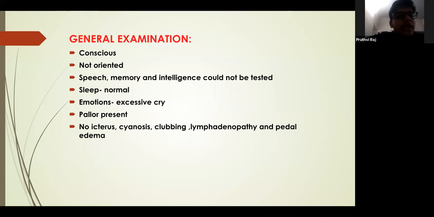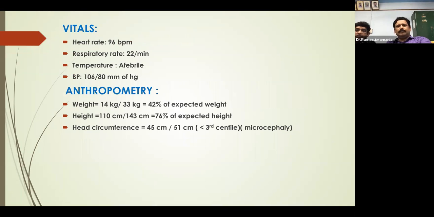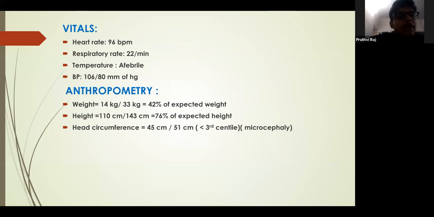General examination. The child is conscious, not oriented. Speech, memory, intelligence could not be tested. Sleep normal. Emotions, excessive cry. Pallor present. No icterus, cyanosis, clubbing, lymphadenopathy, and pedal edema. Vitals: heart rate is 96 beats per minute, respiratory rate is 22 per minute, temperature afebrile, BP 106/80 millimeter of mercury. Anthropometry: weight 14 kgs, which is 42% of the expected weight, height 110 centimeters, which is 76% of expected, head circumference is 45 centimeters, which is less than third centile.